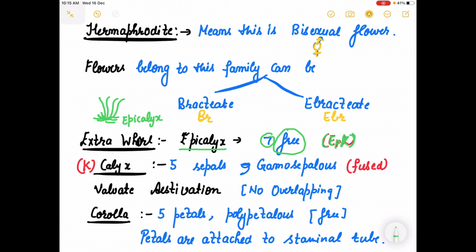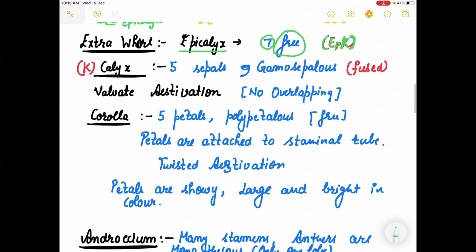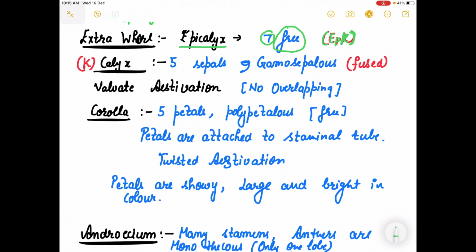Calyx के लिए हमने क्या लिया है? K, E P K. So this is apicalyx. Now calyx क्या abbreviation is? K. Calyx is shown by the K letter.